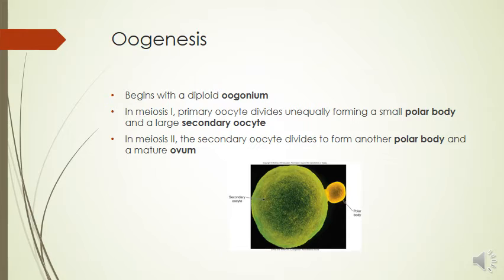And here we have oogenesis. It begins with the diploid oogonium. In meiotic division number 1, the primary oocyte divides unequally, forming a small polar body and a large secondary oocyte, which you can see in the diagram here. In meiotic division number 2, the secondary oocyte divides to form another polar body and a mature ovum.